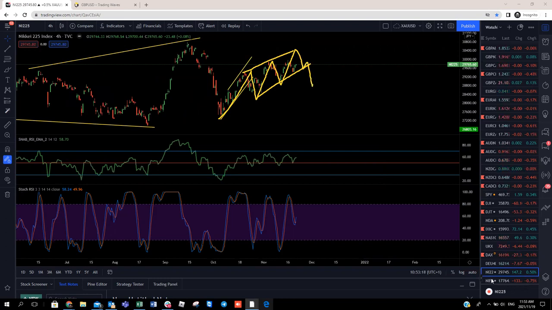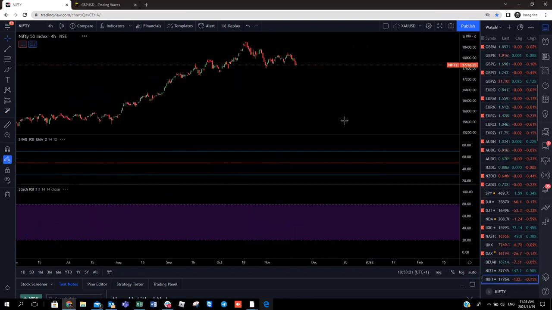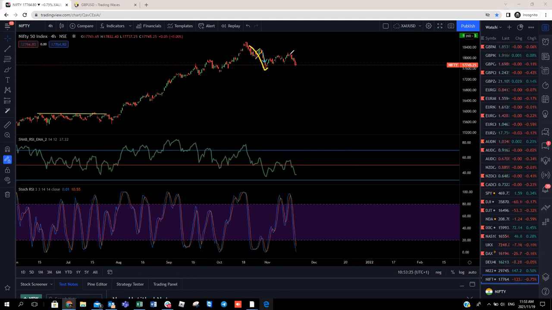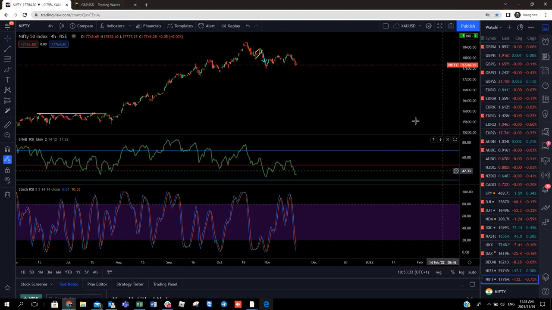And lastly, the Nifty has been playing out this structure here beautifully. Still in play. This is the 3 waves down, 3 waves up. Looking for this to give us another 3 waves down before any move to the upside resumes. Right, so those are the Forex pairs and indices.